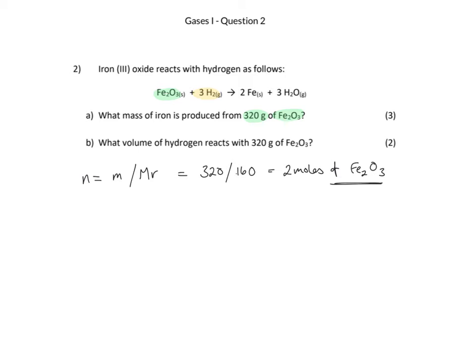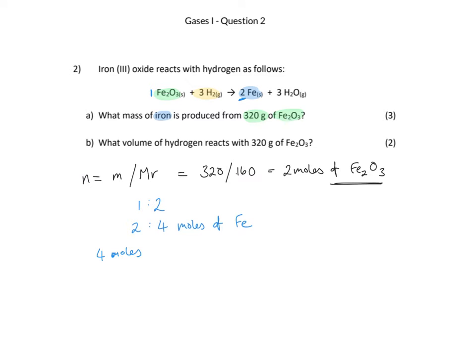Okay, so it says what mass of iron. So I'm just going to highlight iron in a different colour. Let's do it in blue. Iron, and come back to a pen. So looking at my balanced symbol equation, it's 1 mole of Fe2O3 reacts with 2 moles of iron, so it's going to be a 1:2 ratio of Fe2O3 to Fe. If I have 2 moles going in, therefore I'm going to have 4 moles of iron coming out based on that ratio. Okay, so I know I have 4 moles of iron.